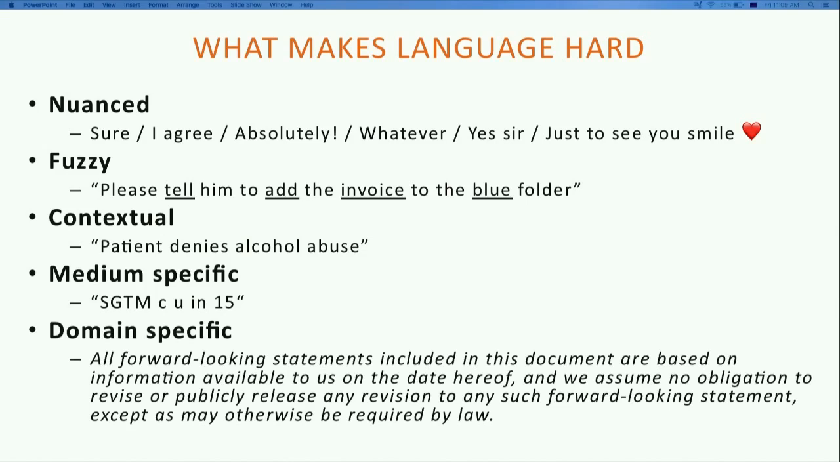Human language is also domain specific, so this long text is taken from a Netflix SEC filing. It does not actually say anything, right? Not really. It's boilerplate legal text, right? So if you have things like texts that are shorter than they need to be, don't use full sentences.